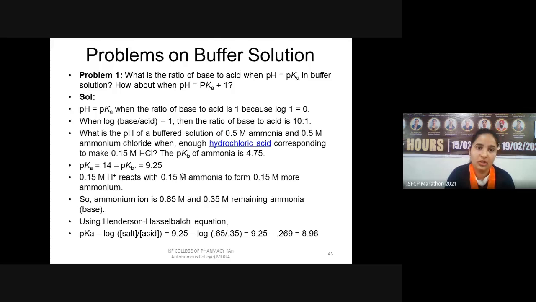Now we will discuss a few problems on buffer solutions. The first problem is: what is the ratio of base to acid when pH is equal to pKa in the buffer solution? This question can be solved by using the previous equation.